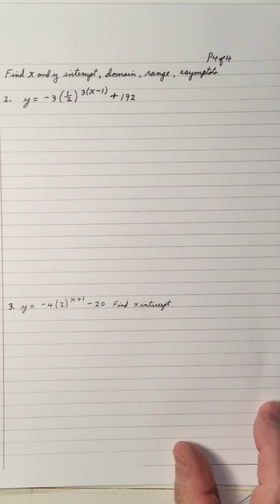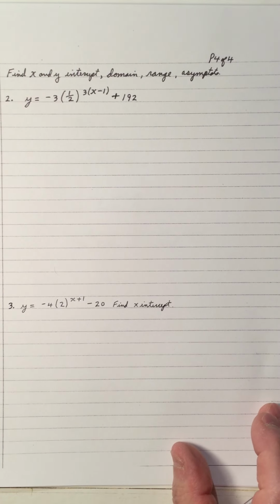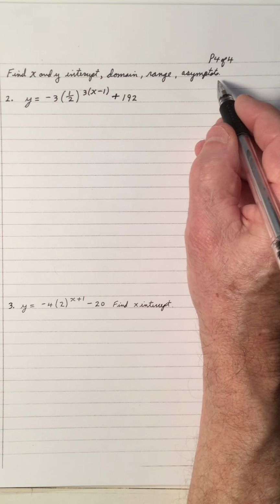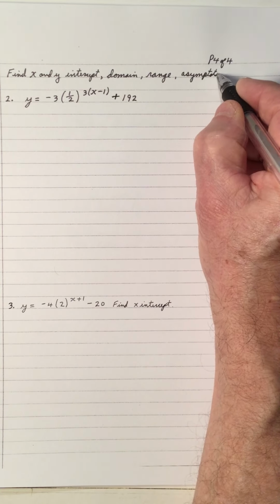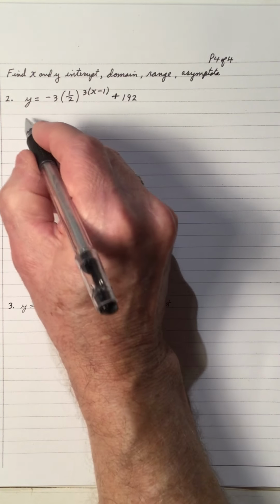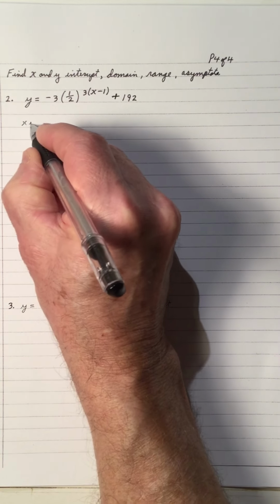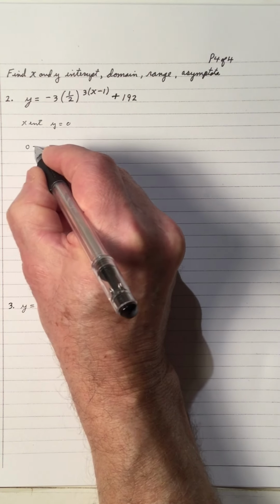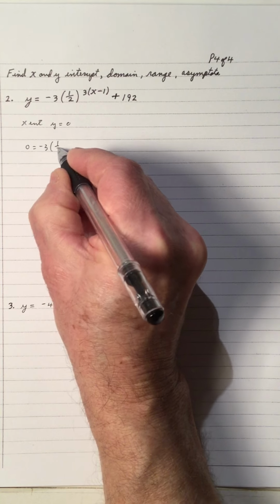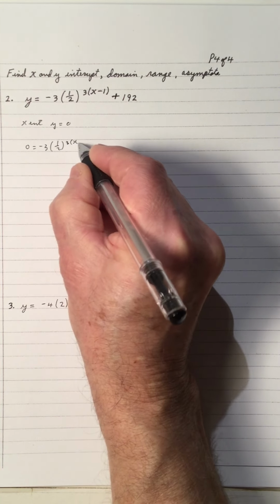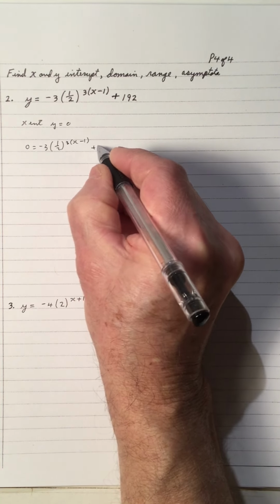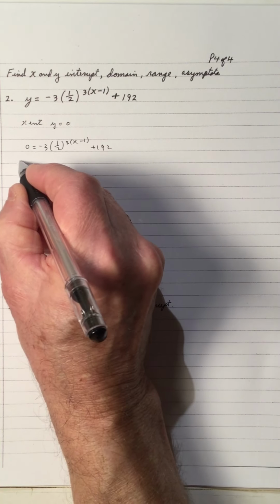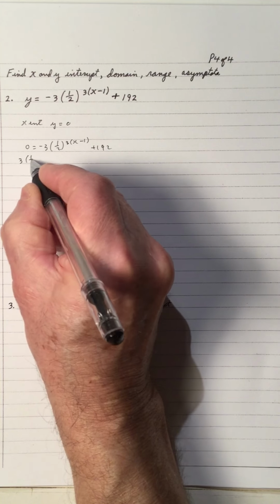Okay, let's look at another one. Again, find the x- and y-intercept, domain, range, and asymptote of this equation. Make that an e there. So we want to get the x-intercept, so we let y equal 0. So 0 equals negative 3 times e to the 1/2 power. Move the 3 over and make it positive. So we get 3 equals e to the 1/2.